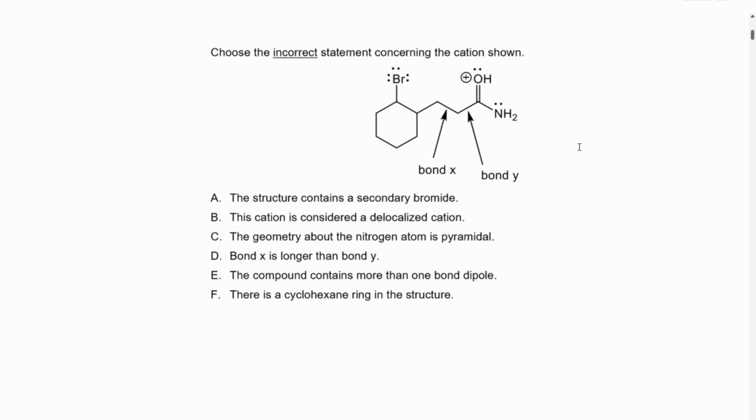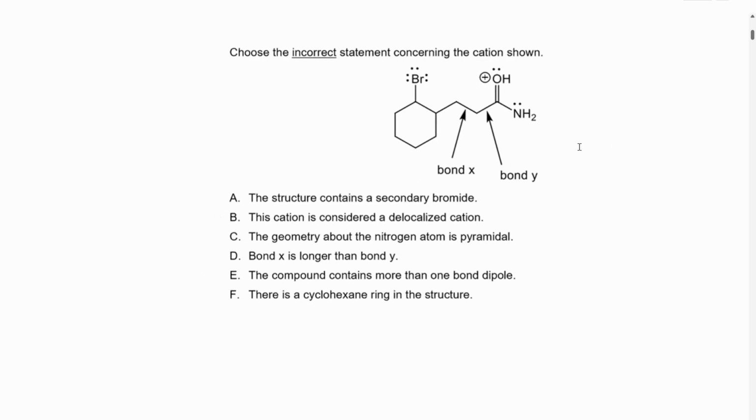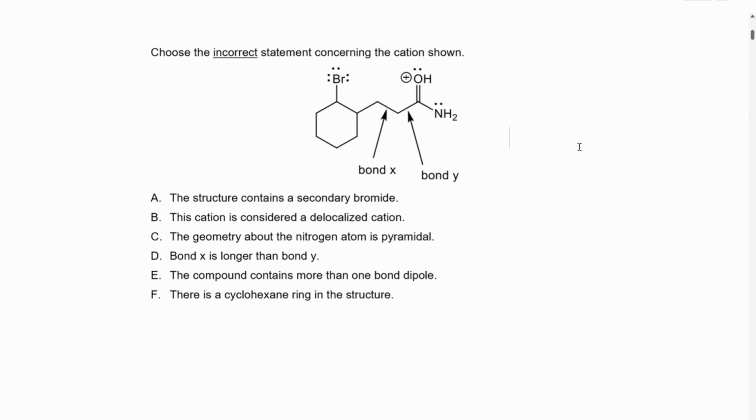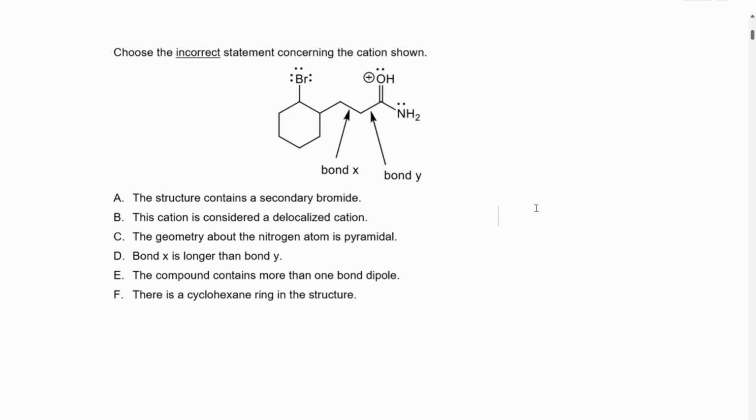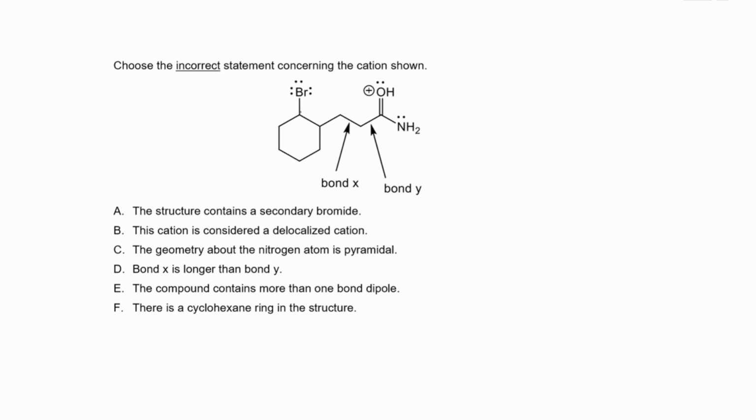Choose the incorrect statement concerning the cation shown. Alright, let's go over every single choice we got. Letter A. The structure contains a secondary bromide. That's true. This bromine is connected to a carbon over here that's connected to other carbons. So it's going to be secondary. So A is not the answer.